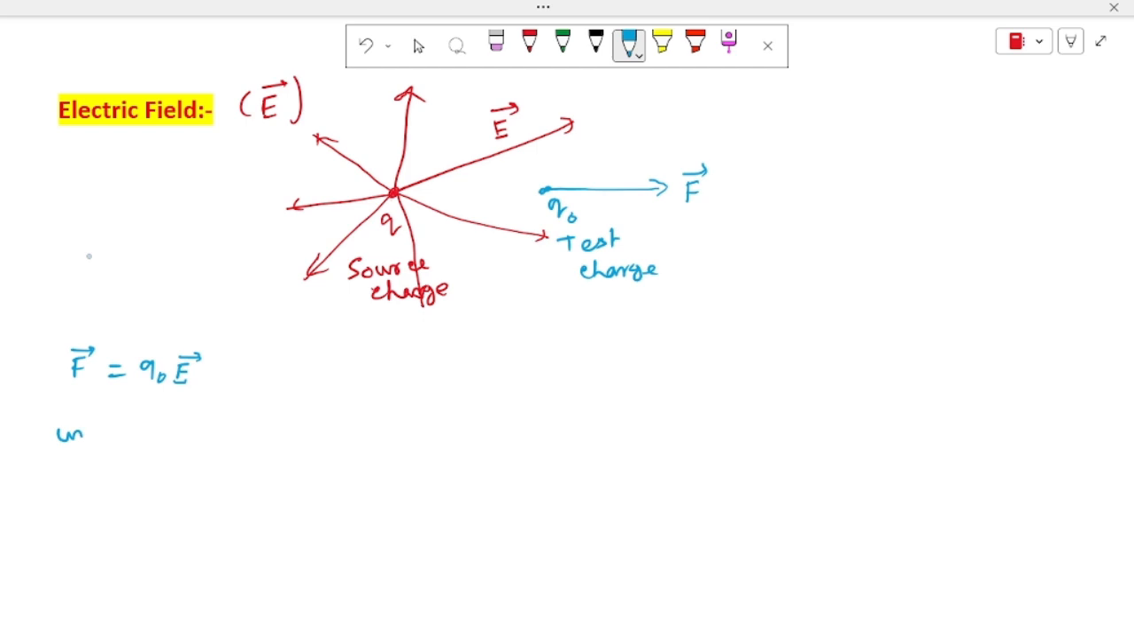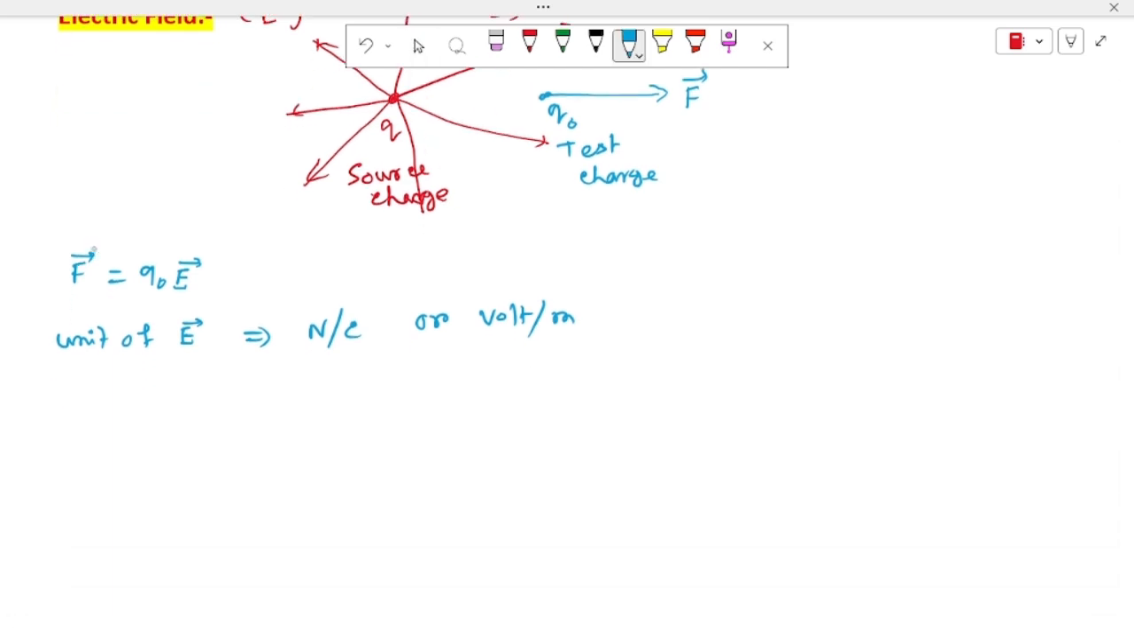So the unit of electric field vector is Newton per Coulomb, or sometimes we write it as volt per meter.